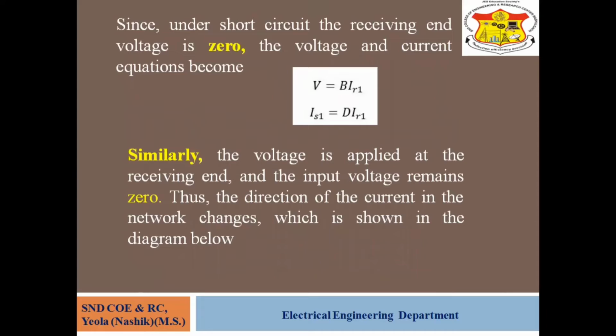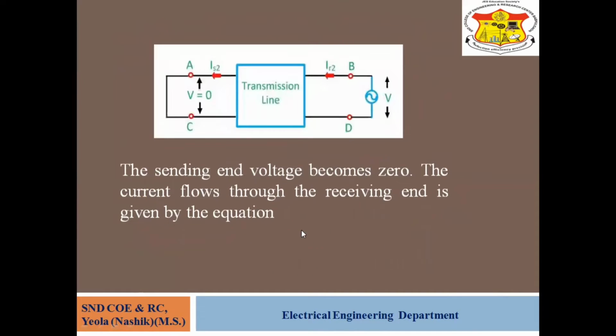Since under short circuit the receiving end voltage is 0, the voltage and current equations become V equal to B into IR1 and IS1 equal to D into IR1. Similarly, the voltage is applied at the receiving end and the input voltage remains 0. Thus, the direction of current in the network changes, which is shown in the diagram. Here, the input side is short circuited and the voltage is given to the output side. So when the sending end is short circuited, the voltage becomes 0 at these two terminals, and only the current is flowing to the input side.